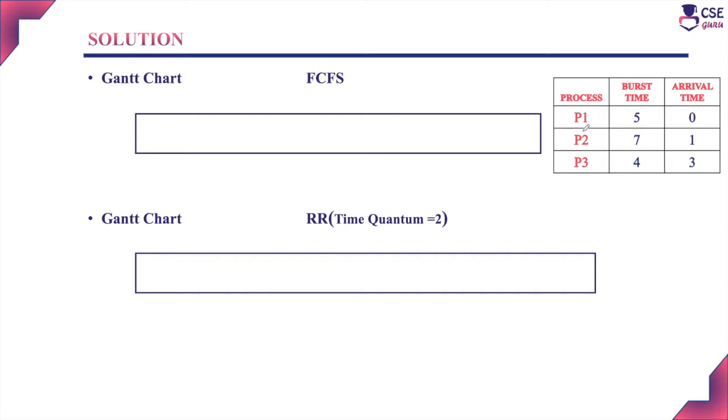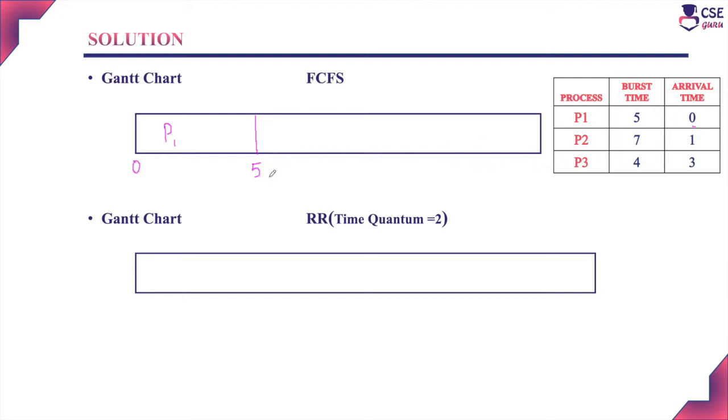So here, considering process P1, it enters the ready queue at 0 millisecond and the burst time it requires is 5 milliseconds. So we will draw the Gantt chart first. A Gantt chart is nothing but a bar chart which shows the starting time and the completion time of each process with the CPU. So CPU execution starts at 0 millisecond and process P1 will be available at 0 millisecond. Since this is a non-preemptive scheduling algorithm, process P1 will complete its execution and then only it will leave the CPU. So burst time is 5 milliseconds.